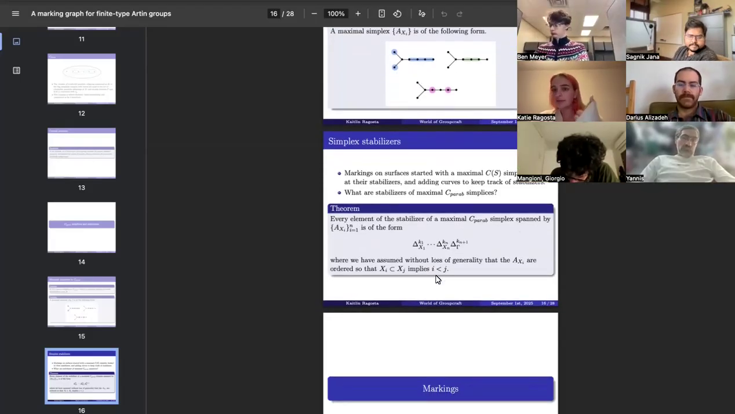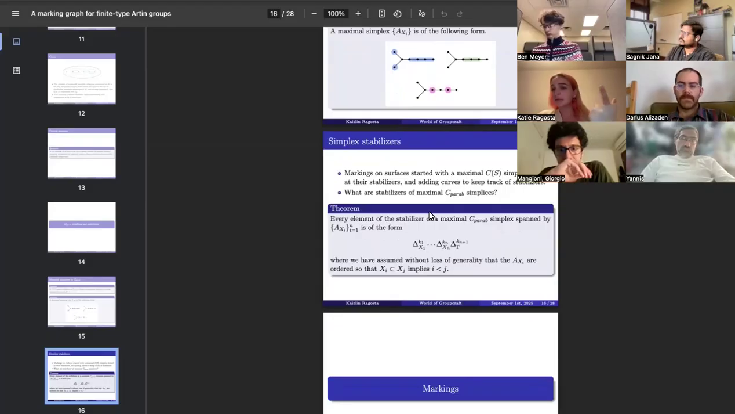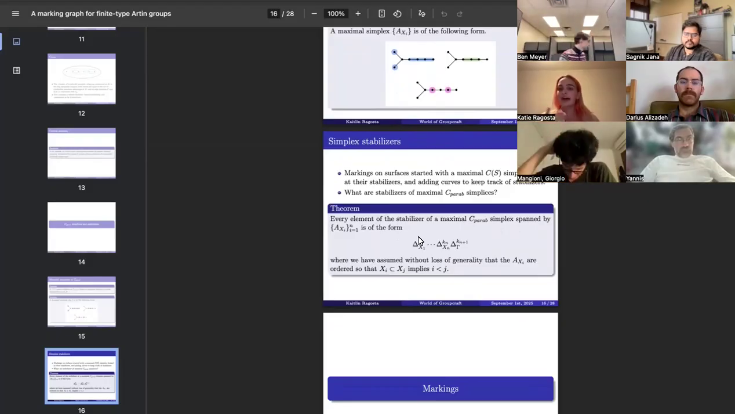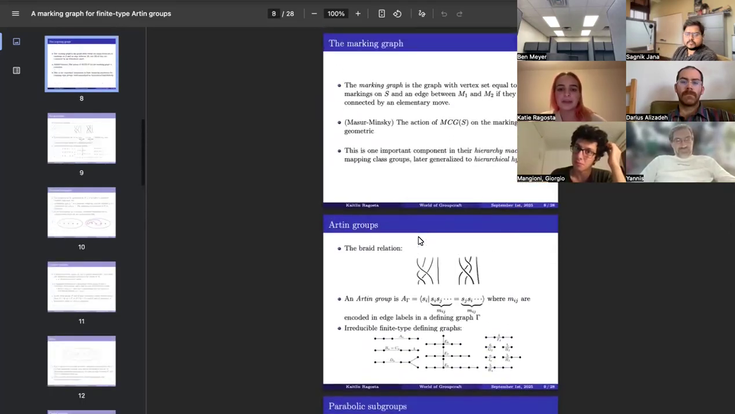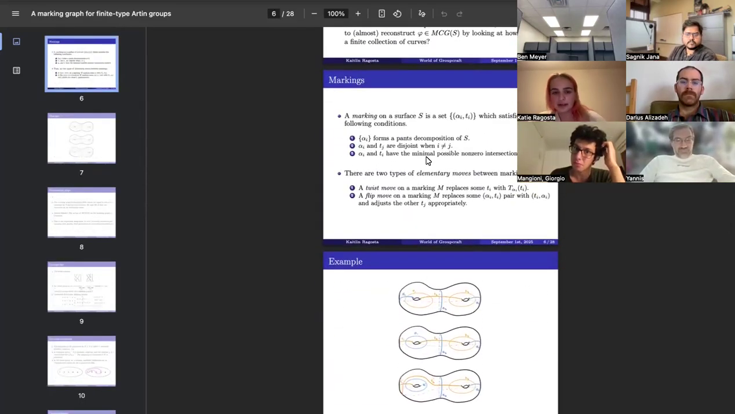So now we figured out what a maximal simplex looks like. We figured out what stabilizers of maximal simplices are. We can move on to figuring out what we should add in. There's one subtlety here, so I'll go back to the mapping class group case so we can talk about it. So in the mapping class group, a marking added in some curves.